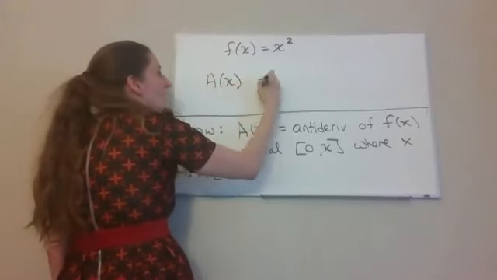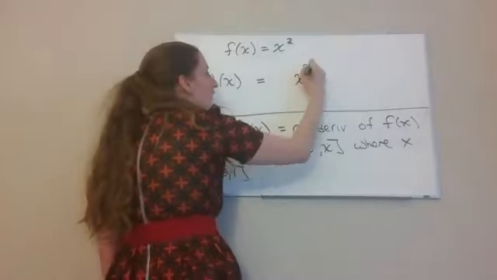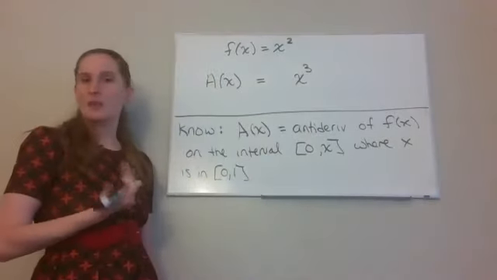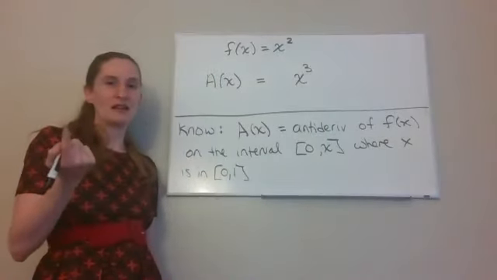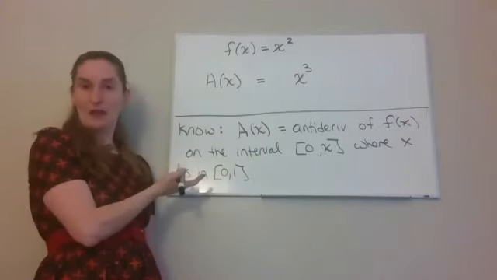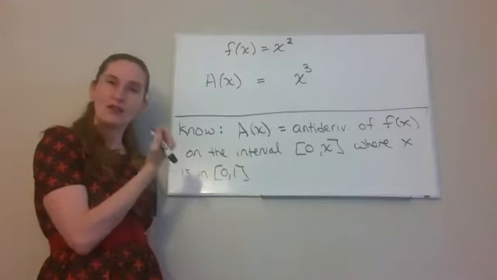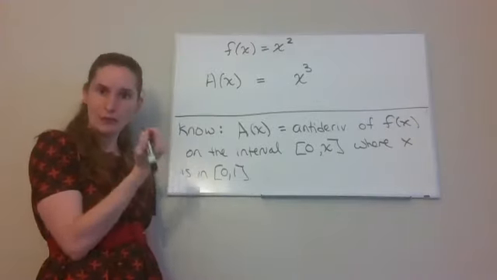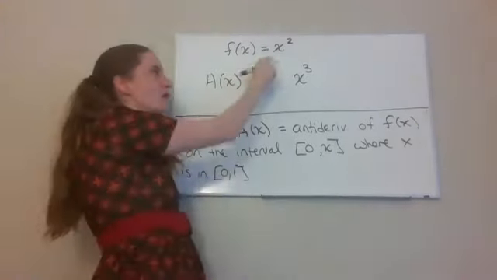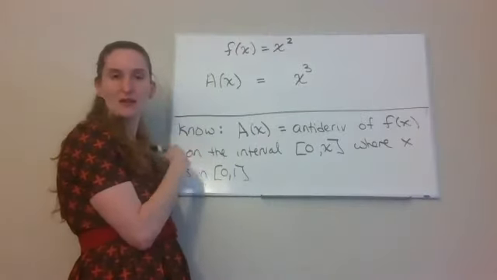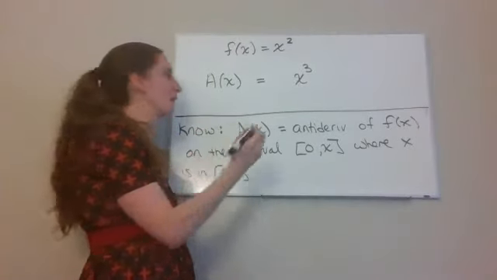So what I know so far is I'm going to have an x to the third, but there's more to it than that. Let's think for a second. If I had x to the third as my antiderivative, what's the derivative of x to the third? 3x squared. But I only want it to be x squared. How do I fix that? I divide by 3.